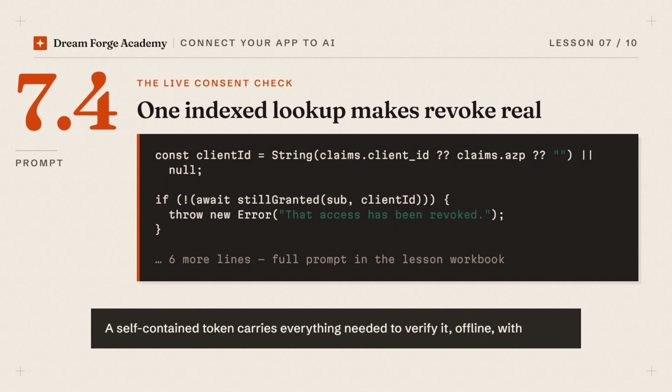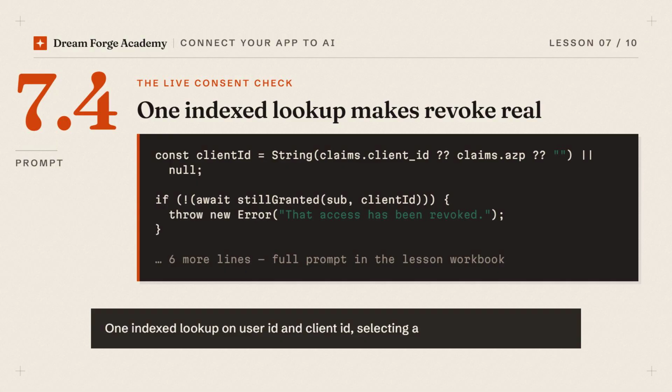A self-contained token carries everything needed to verify it, offline with no database round trip. That's why your tool calls are fast, and it's exactly why disconnect does nothing. Verification has to re-ask the one question that can change between issue and use. Does the consent this token was issued under still exist? Every call. Not cached, not sampled, not writes only.